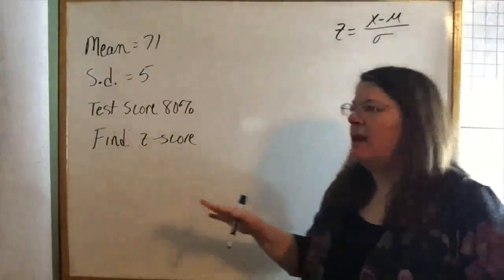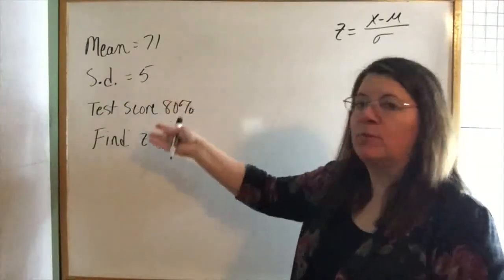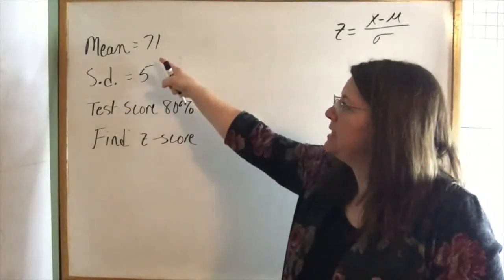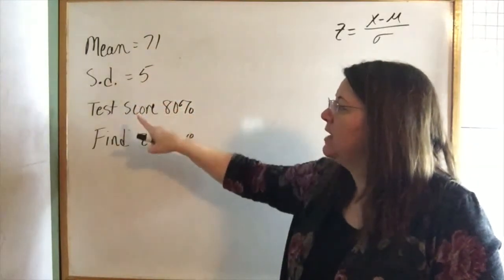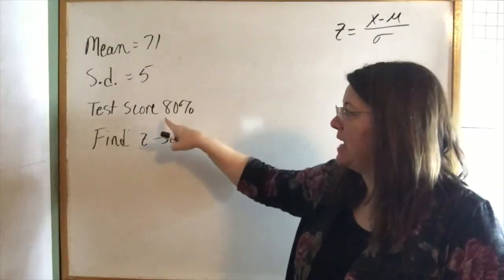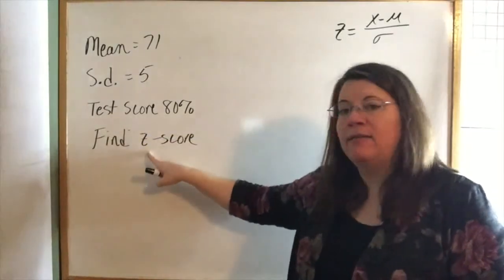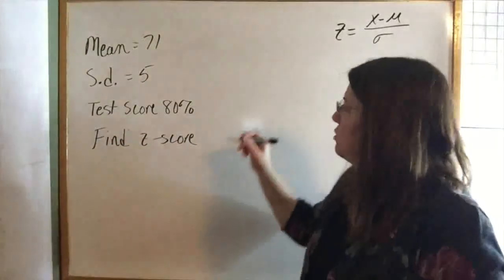They might say a set of data for test scores is normally distributed, and this is the information that we have. The mean test score was 71. Standard deviation for the test scores was 5. One of the test score data members is an 80%, and they want you to find the z-score for that test score of an 80%. That's when we would use our formula.